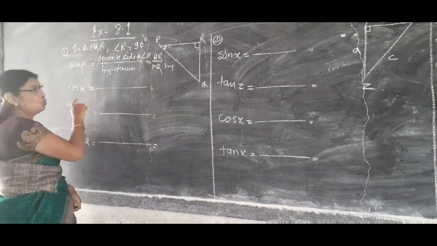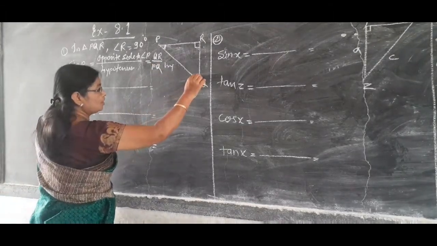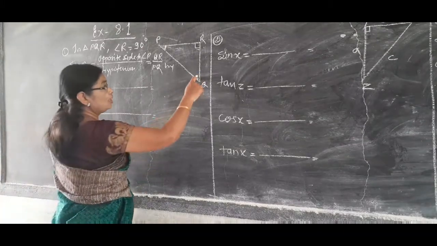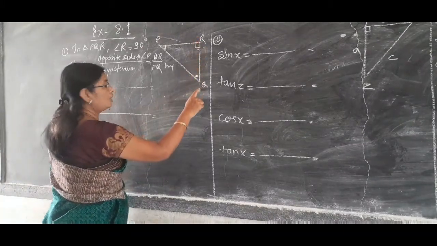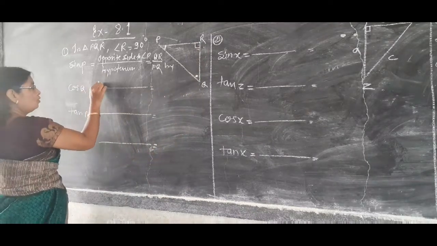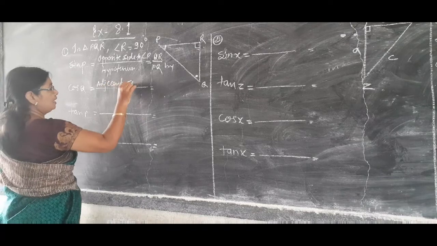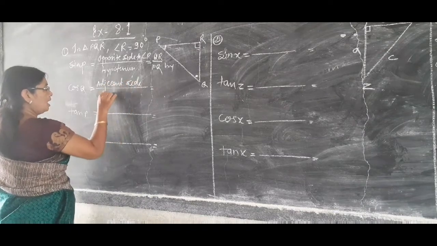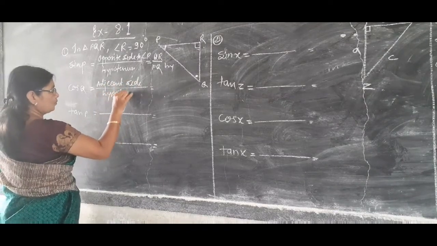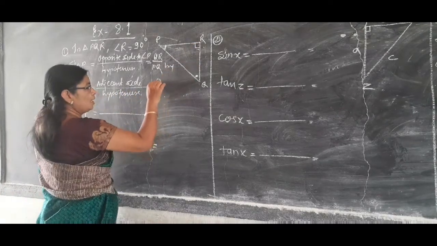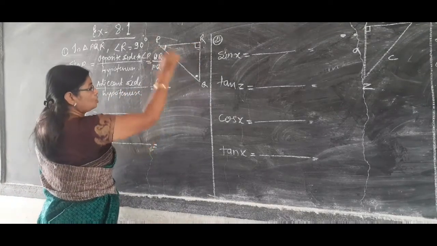Now cos Q. Now cos means adjacent upon hypotenuse. So Q lies on which side? RQ. Therefore here what is your formula? Adjacent side upon hypotenuse. Now which is the adjacent side? QR. And which is the hypotenuse always?